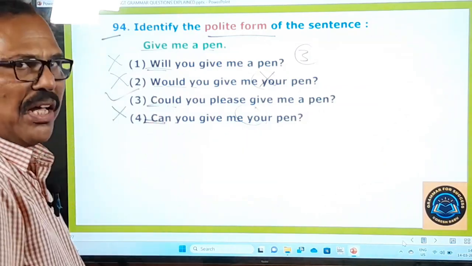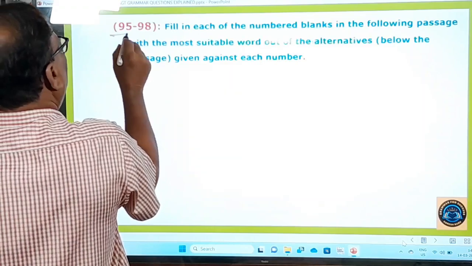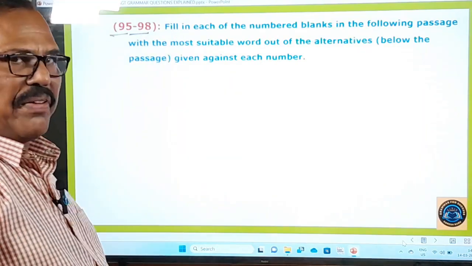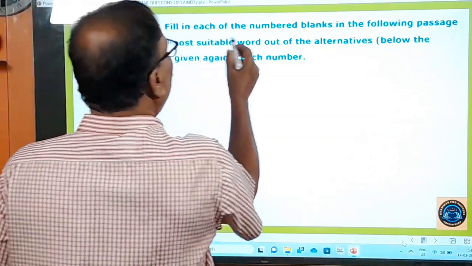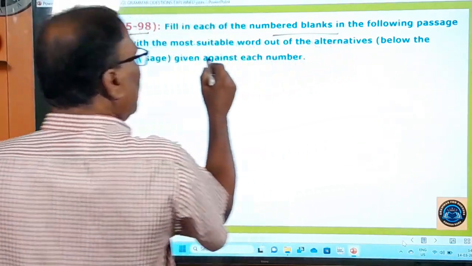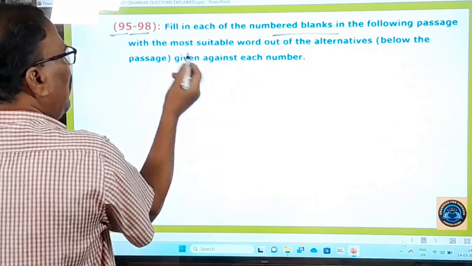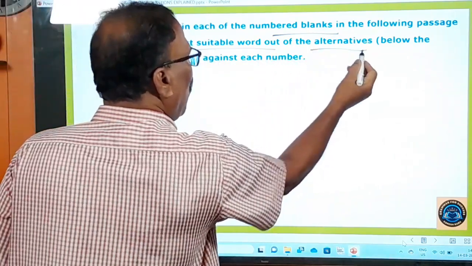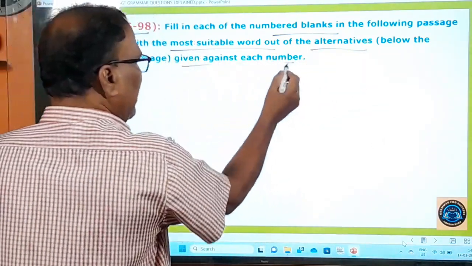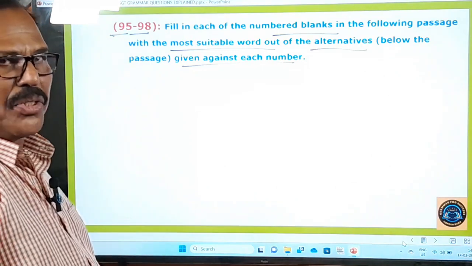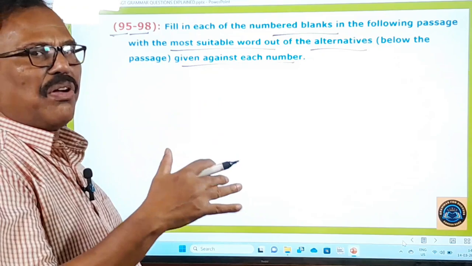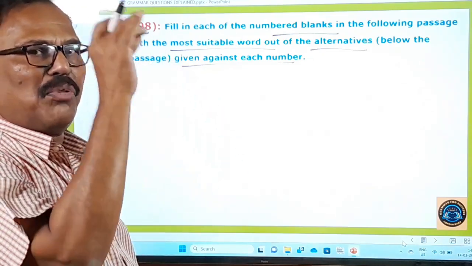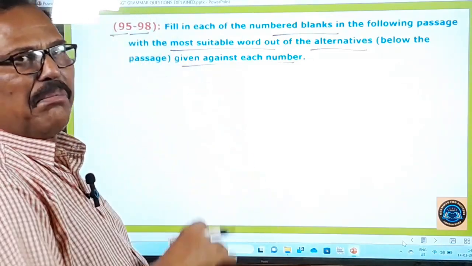And now let's move on to the next question. Questions 95 to 98, four questions are given. What is the examiner asking you to do? Fill in each of the numbered blanks in the following passage with the most suitable word out of the alternatives given below the passage against each number. Against each number, four alternatives are given, out of which you have to choose the most appropriate one for the given blank.